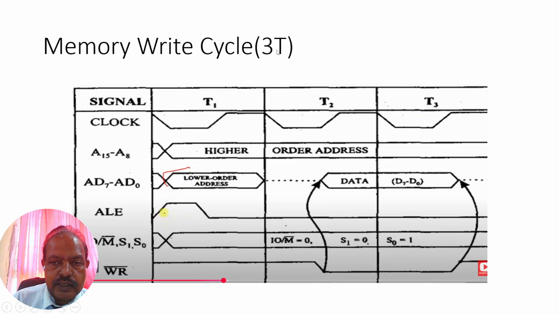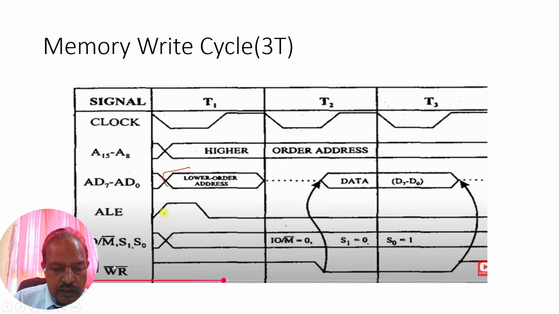Then we are going for this memory write cycle. Memory write cycle also has 3 time states. It takes T1, T2, T3. The clock you can see is the same. A8 to A15 is the higher order address. It is also the same. And address latch enable, for all the cases, will be initially high and afterwards it will be 0. And IO is set.